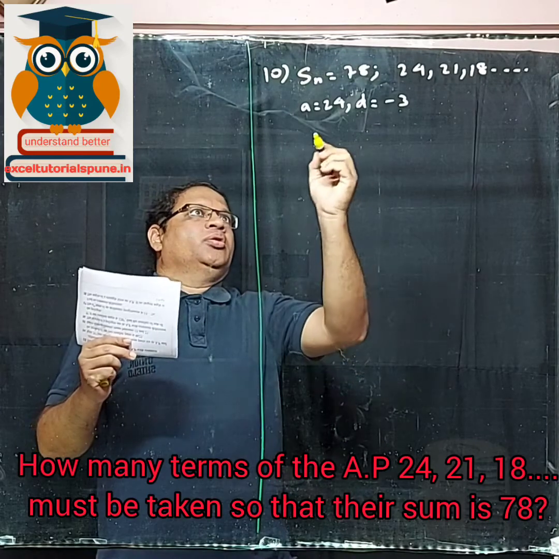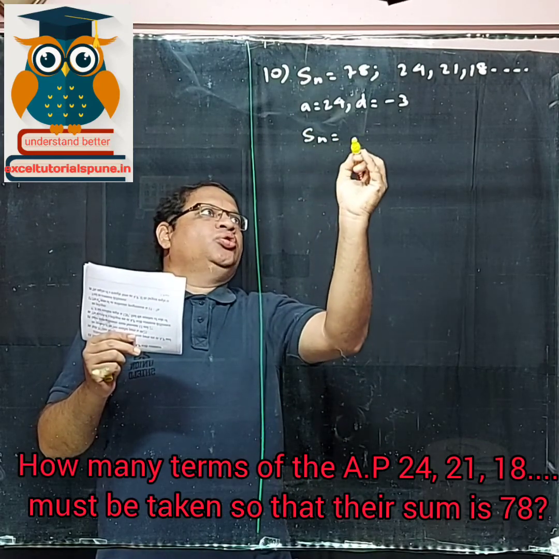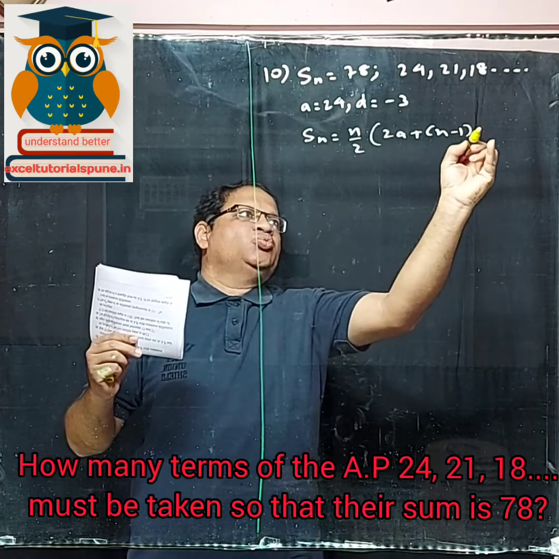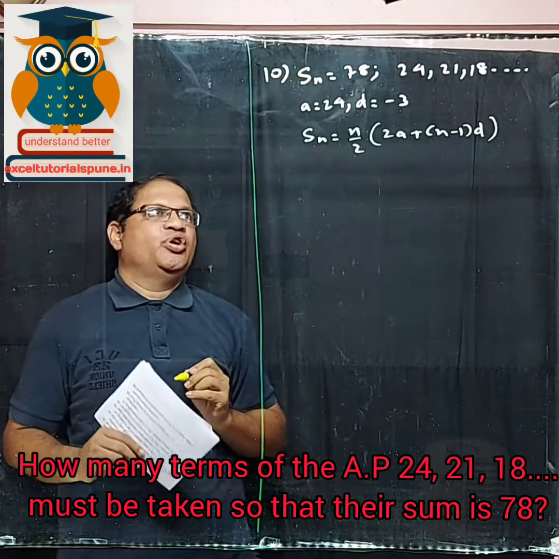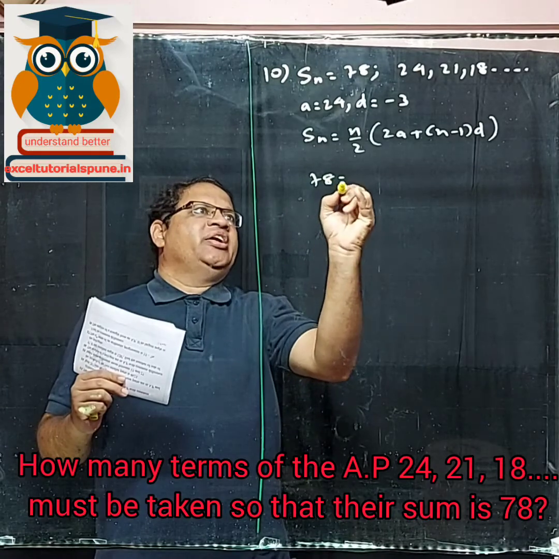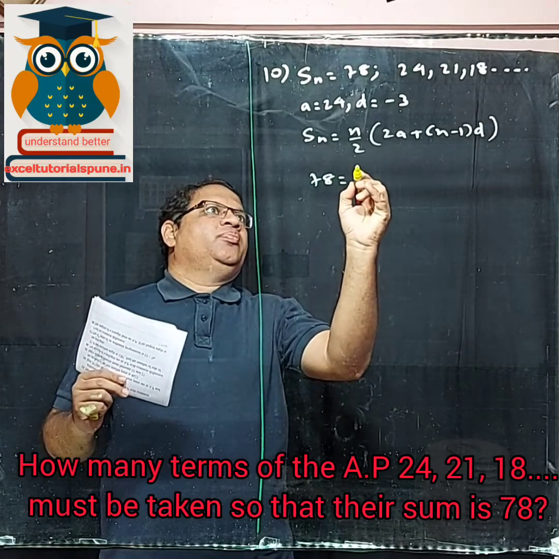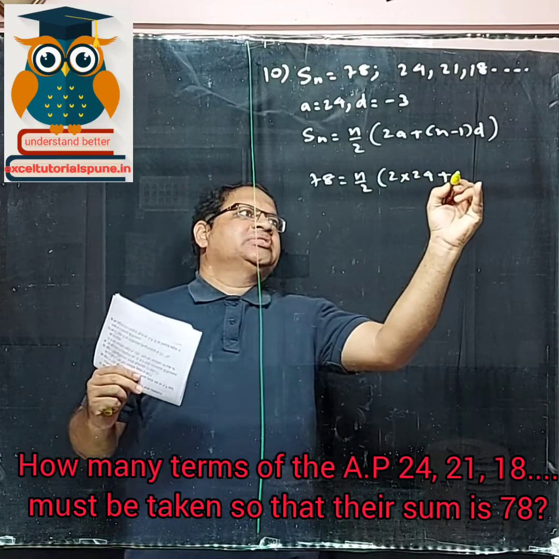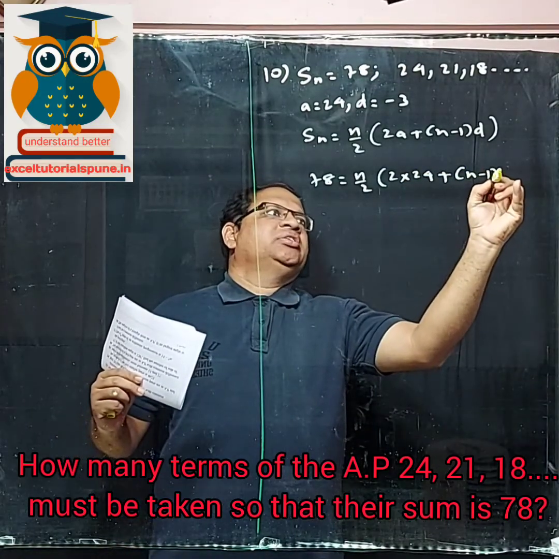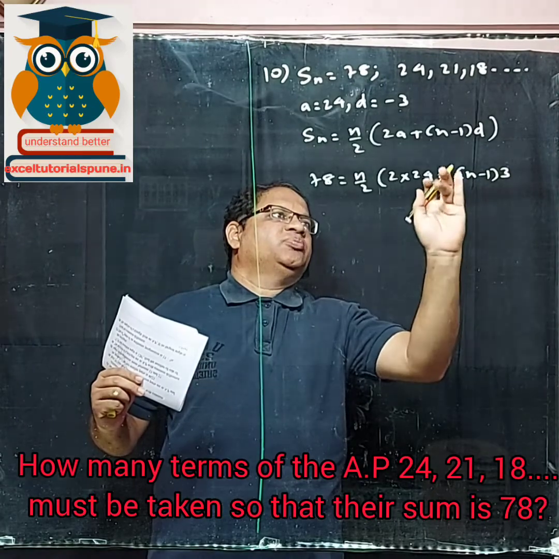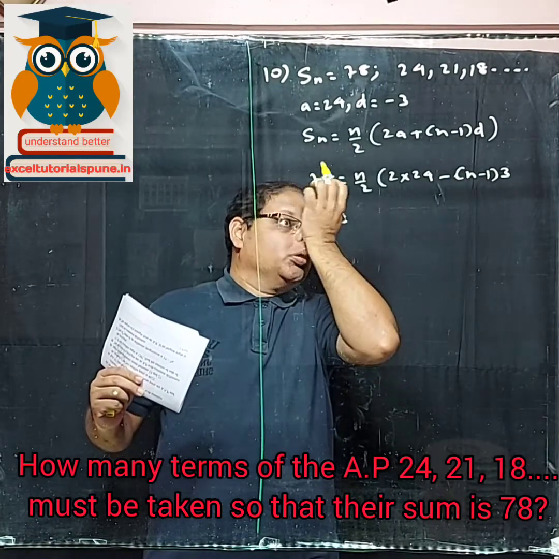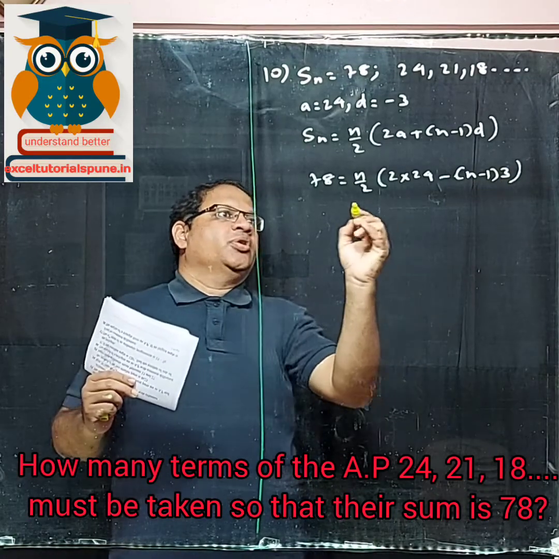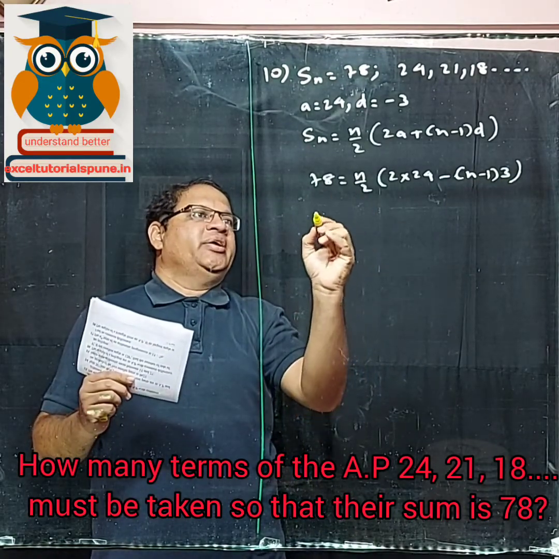Now, Sn is equal to n upon 2 into bracket 2a plus n minus 1 d. Use this formula for the sum. So 78 is equal to n upon 2 bracket 2 into 24 plus n minus 1, d is minus 3. So this becomes minus, because minus 3 is substituted. So send it to that side.